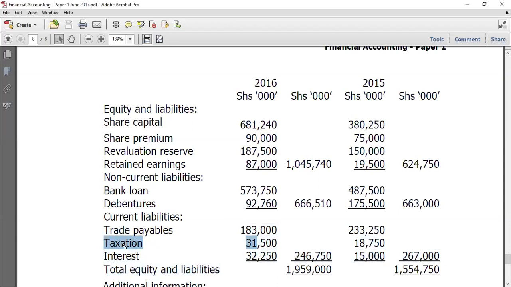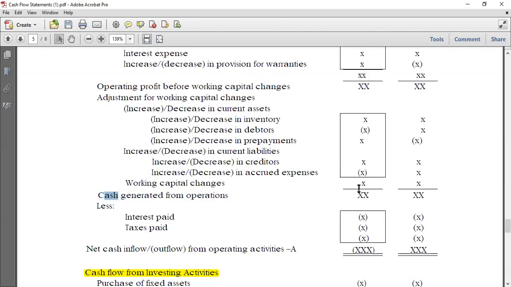They always give you the taxation and interest, okay? Now, the taxation and interest is looked at this level. As you can see, after you've done your working capital changes, we actually get what is called cash generated from operations, okay? Now, after that, we do less interest paid and taxes paid.